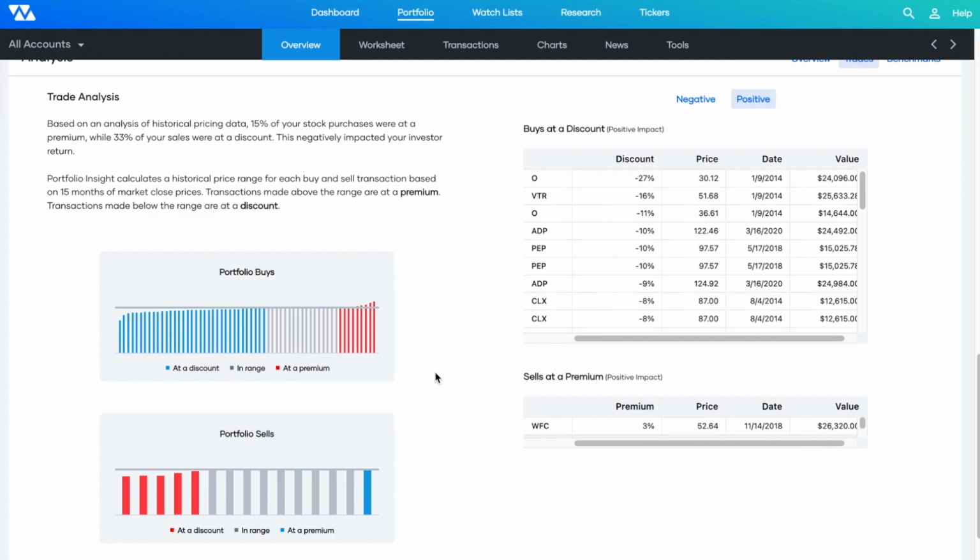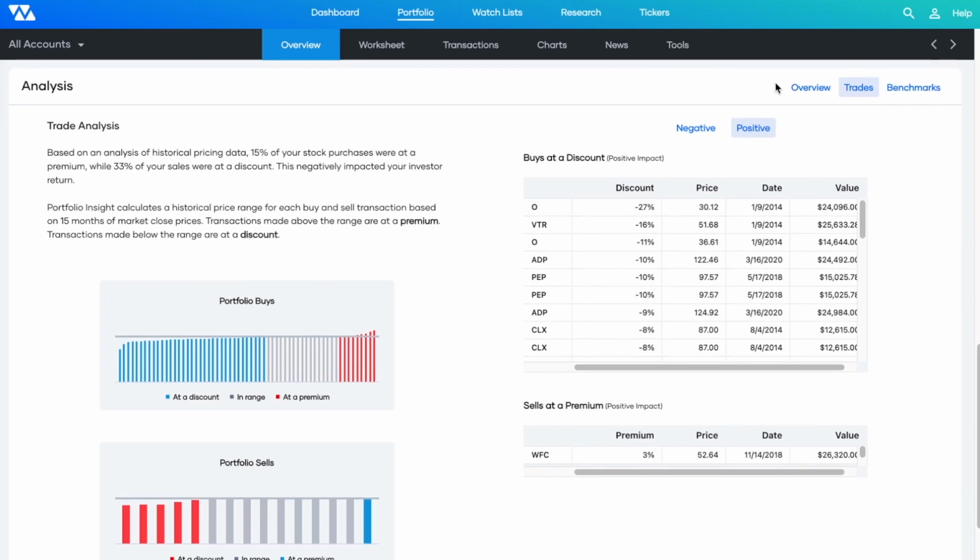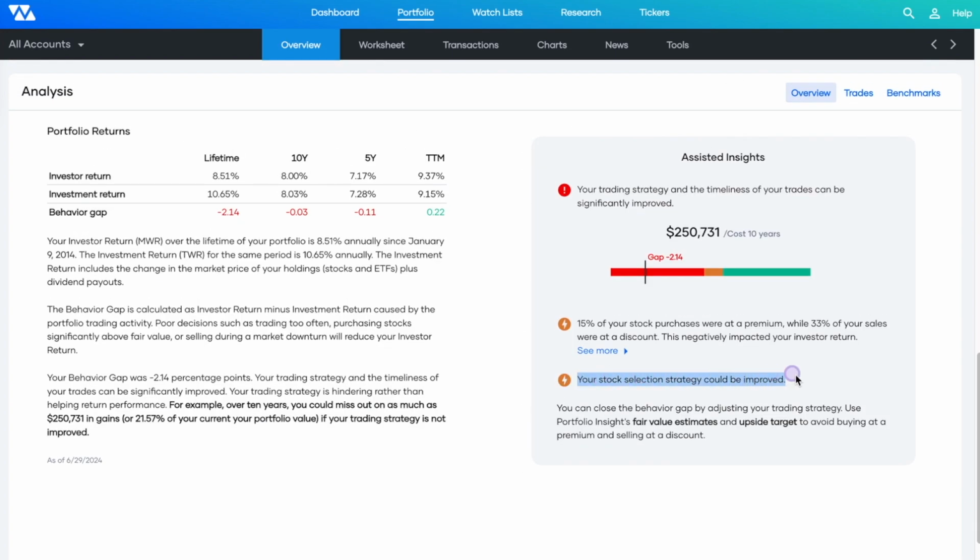There's another important insight to consider, so let's go back to the overview. Here, Portfolio Insight tells the investor your stock selection strategy could be improved. To see why Portfolio Insight might say that, let's look at the benchmark analysis.